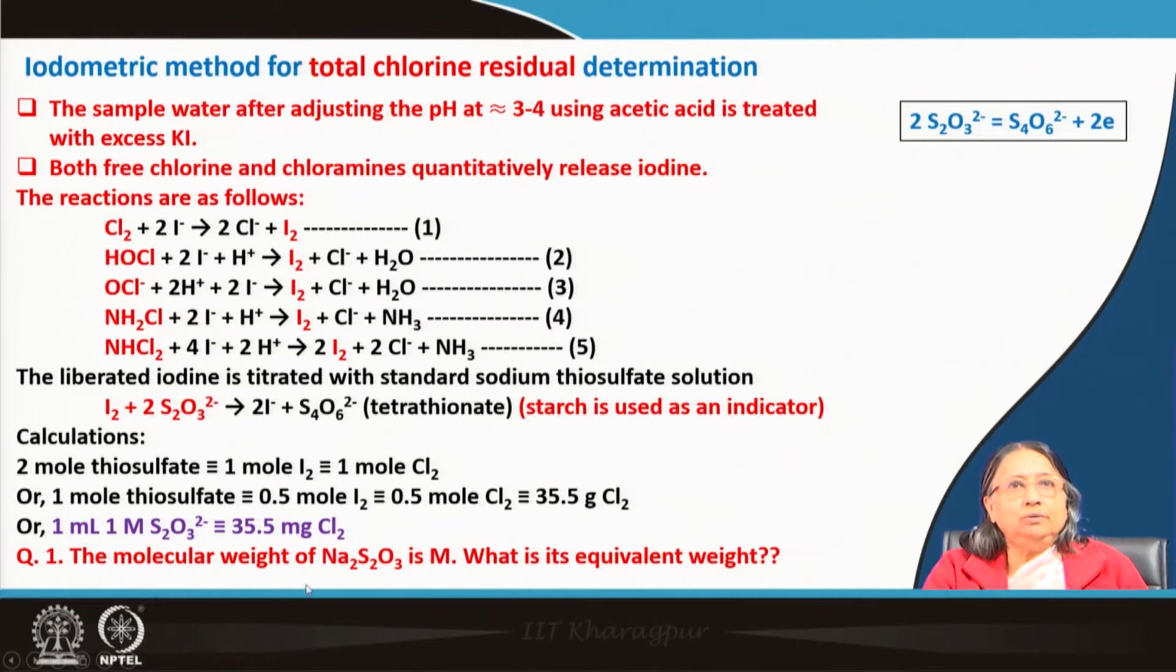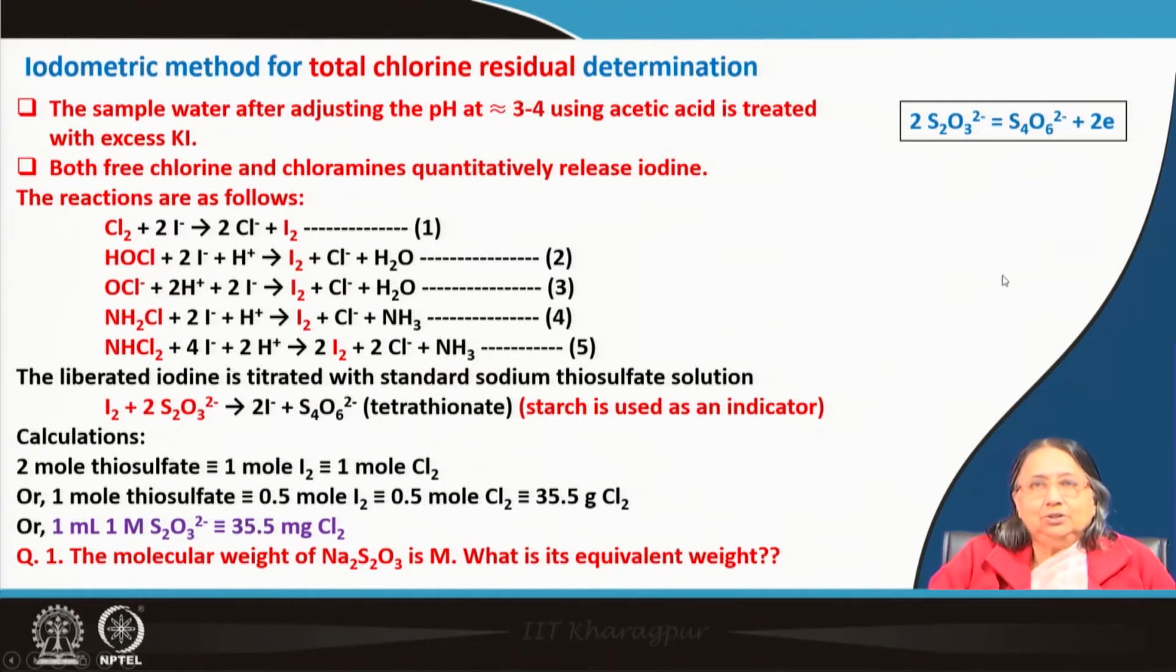And now, this is my question: say for example, the molecular weight of thiosulfate is m. You do not have to calculate. Then what is the equivalent weight? This is the reaction that is going on: 2 moles of S2O3 2 minus is giving S4O6 2 minus plus 2 electrons. So, what is the equivalent weight of thiosulfate if the molecular weight is m? This is also a home task.